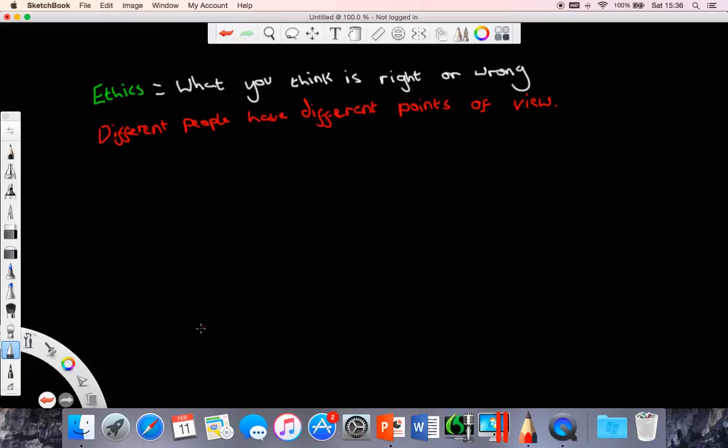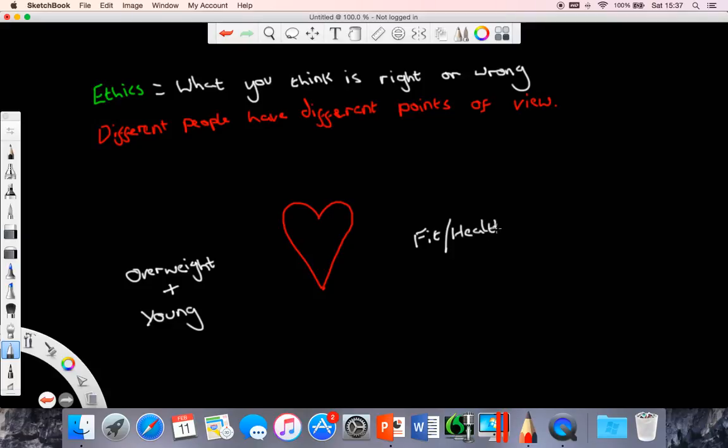Okay? So, for example, you could be given a question where a patient needs a heart transplant. Okay? A patient needs a heart transplant. But there's 2 of them. Okay? There are 2 people who need the heart transplant. We could say that one of them is overweight, but young. Okay? They're overweight, but they're young. Whereas the other person is extremely fit, and I don't mean good looking. I mean they look after themselves. They have a healthy lifestyle. So they're fit with a healthy lifestyle, but they're older.